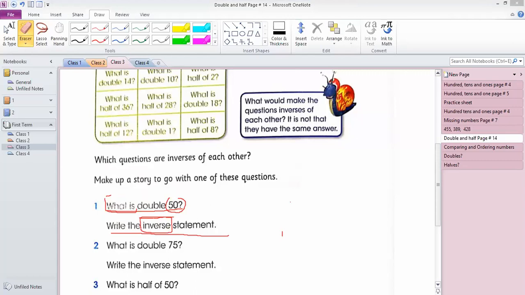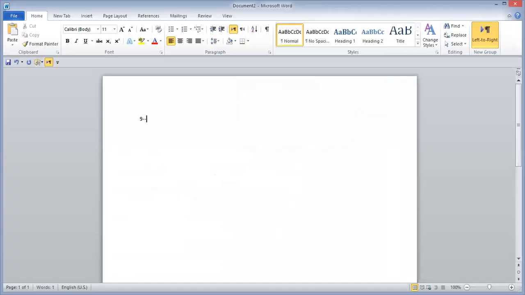Can you see the new screen, guys? No, sir. Yes. Yes.